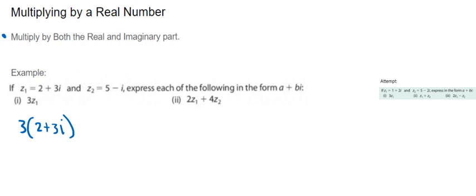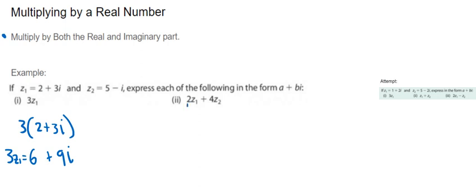So 3 multiplied by 2 would be 6. And then 3 multiplied by the 3i would be plus 9i. So that's what 3z1 would be. So 3z1 is 6 plus 9i. So we're just multiplying 3 by both the real part and the imaginary part. Second one looks a little bit more complicated here.